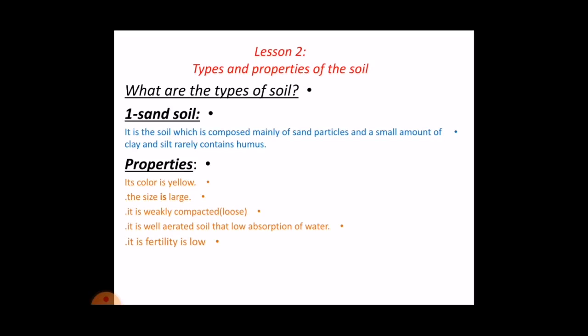The properties of sand soil: its color is yellow, the size is large, it is weakly compacted. It is well-aerated soil that has low absorption of water. Its fertility is low.